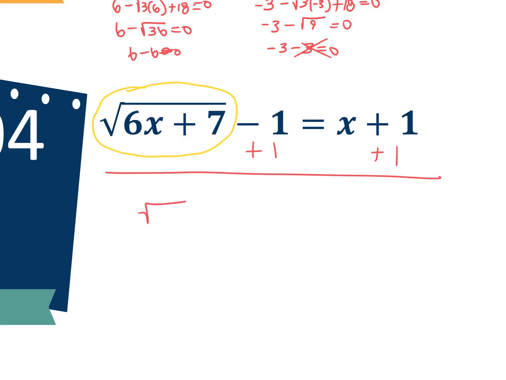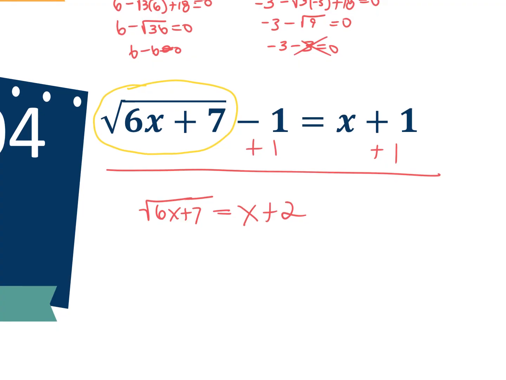So now I have the square root of 6x plus 7 equals x plus 1. Now we're back at the exact same place we were in problem 3. Yep. I should probably add correctly, right? We're at the same spot that we just were. My radical is isolated, yeah? So what do I do to both sides? We're going to square both sides. Great.